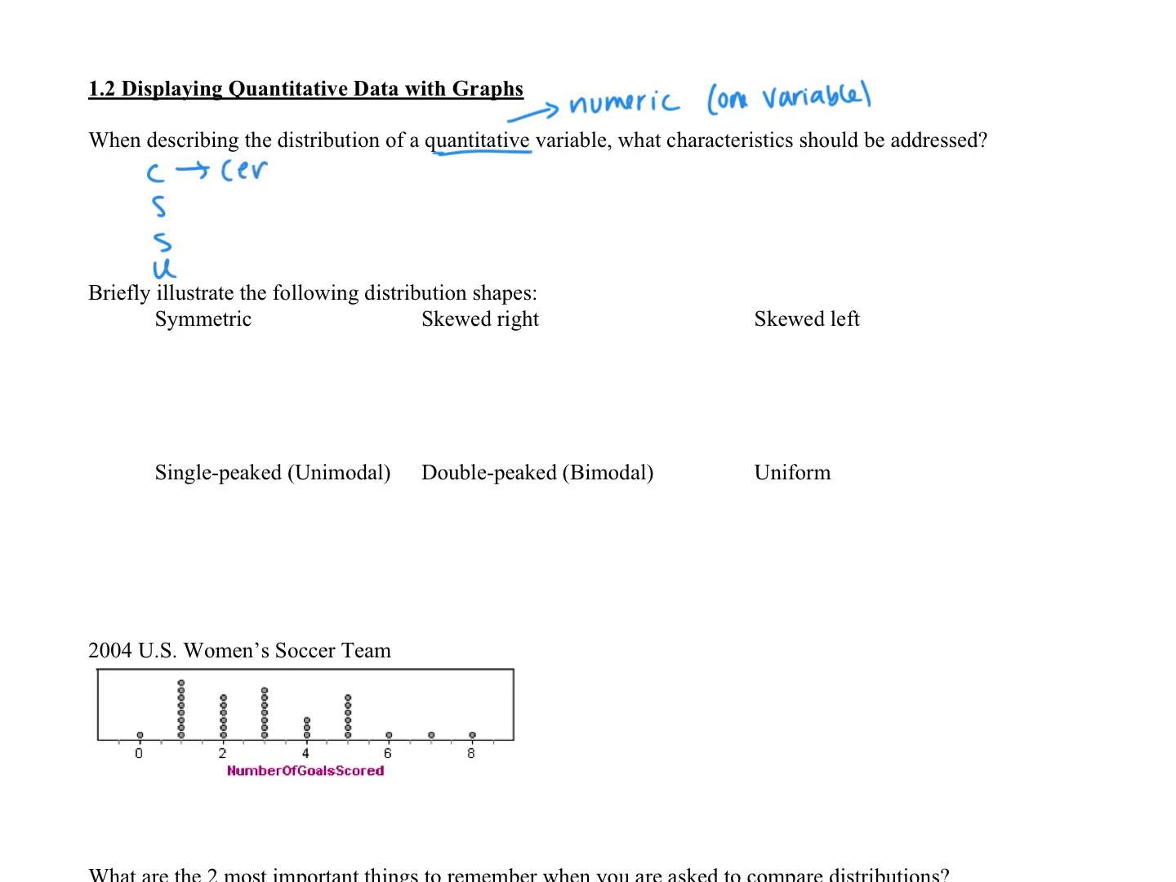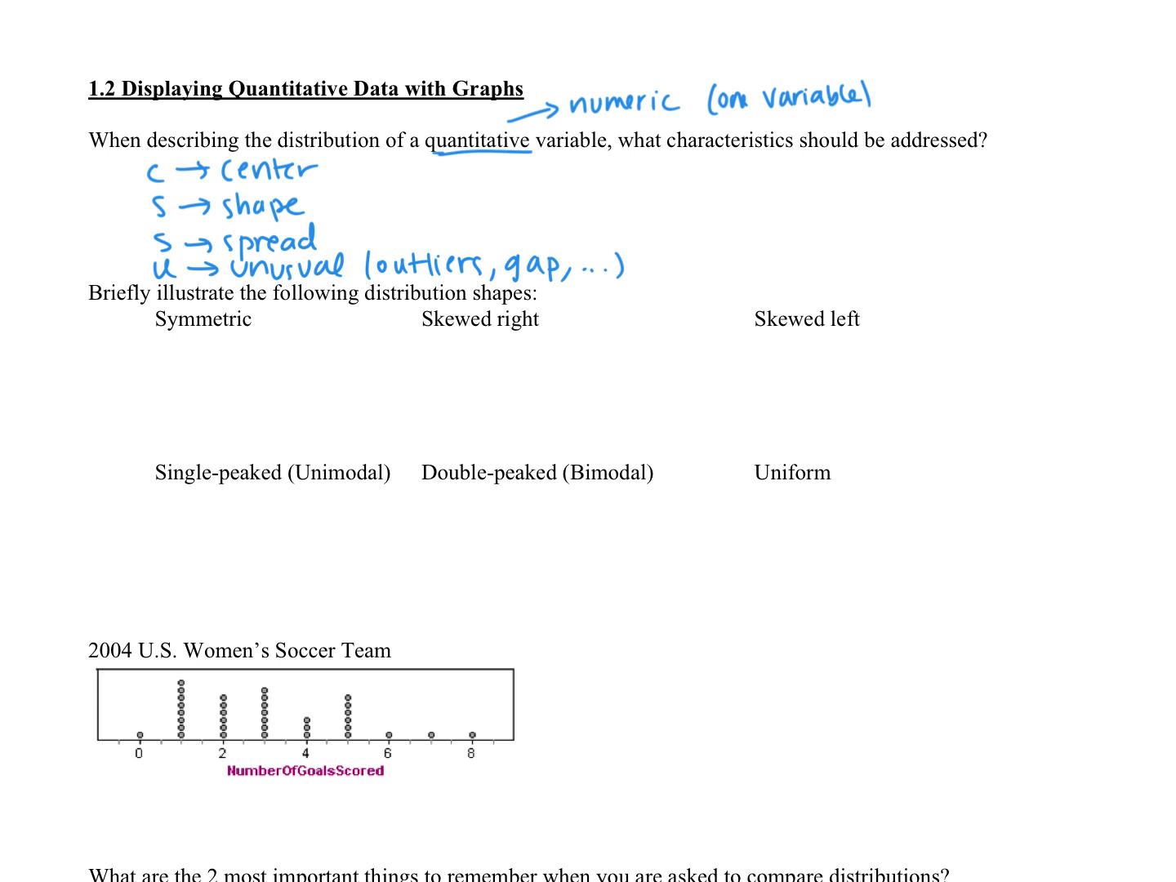The C stands for center. So where does the middle of the distribution look? You're not actually calculating it, you're just going to estimate it. One S stands for shape, and we will look at some shape terms below. One S stands for spread. And the U stands for unusual. Now, when I say unusual, I'm saying, are there any outliers? Is there a gap? Those are really the 2 main ones, but is there anything weird about it? The order doesn't matter. You just need to address those 4 things.